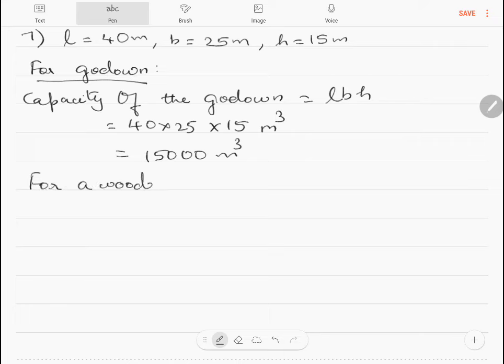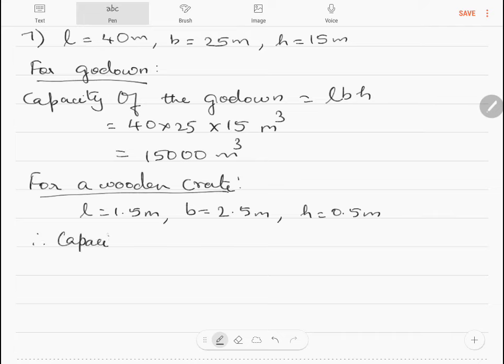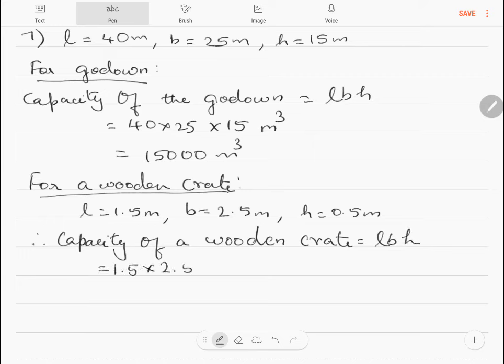Now for a wooden crate, length is 1.5, breadth is 2.5, height is 0.5 meter. Therefore, the capacity of a wooden crate is L into B into H. It is nothing but 1.5 into 2.5 into 0.5. It is equal to 0.9375 meter cube.